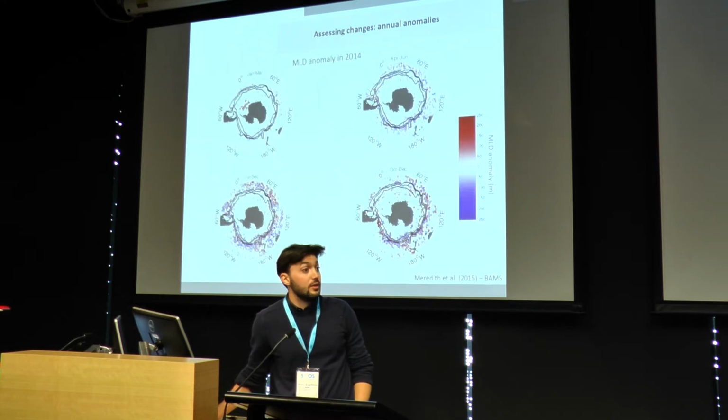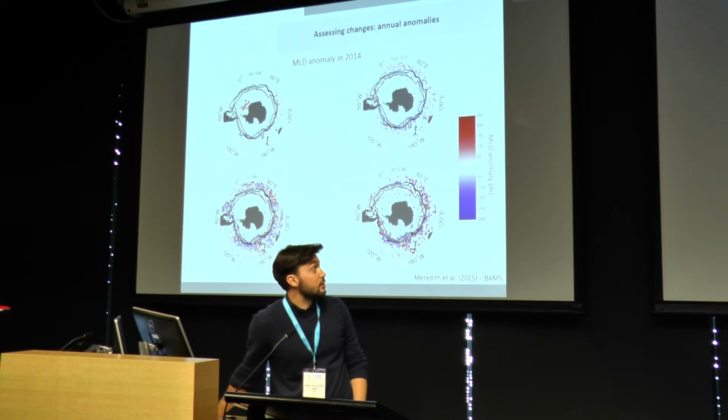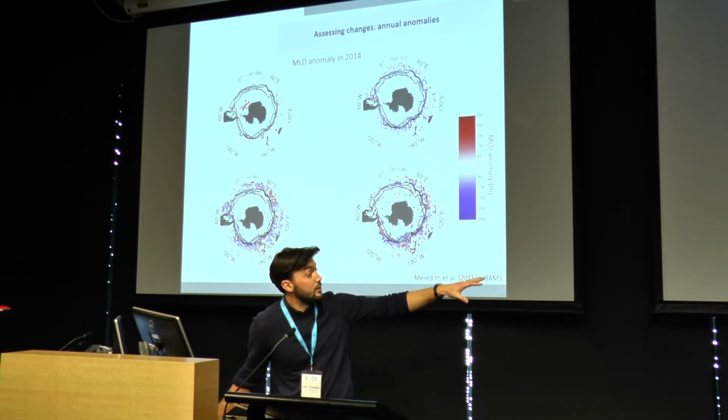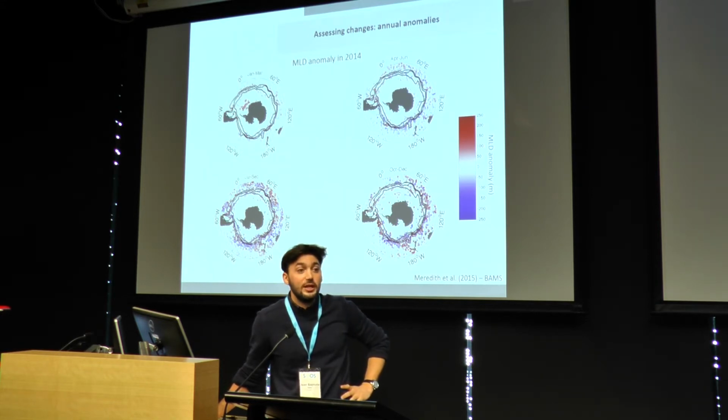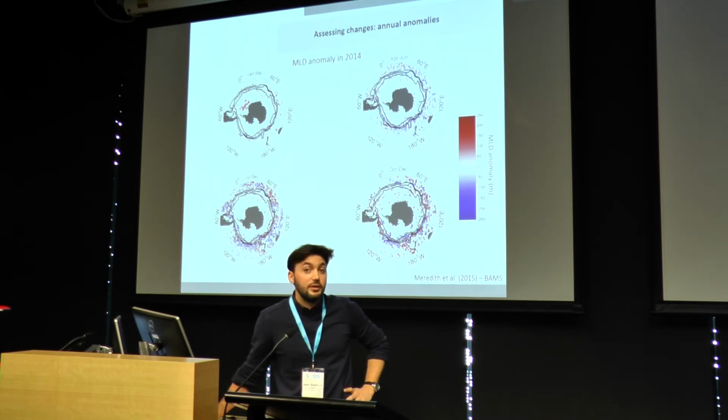And finally, the third one, what we've tried to do in the BAMS paper, is to look at annual anomalies. So that's one result, the MLD anomaly for 2014, for the different seasons in 2014. And it's very hard to make sense of this anomaly. Are we looking at only noise, aliasing signal, or are we looking at something of climate relevance?